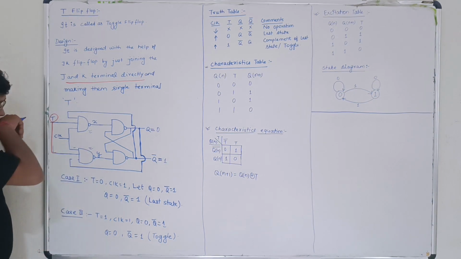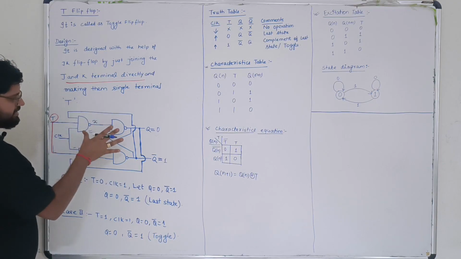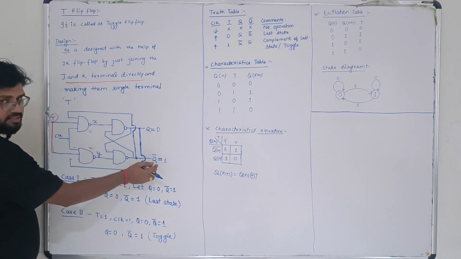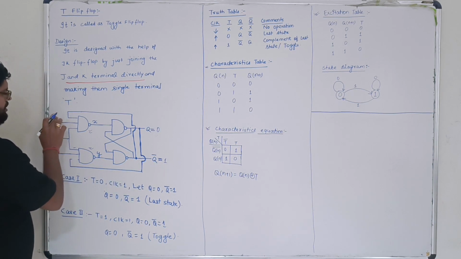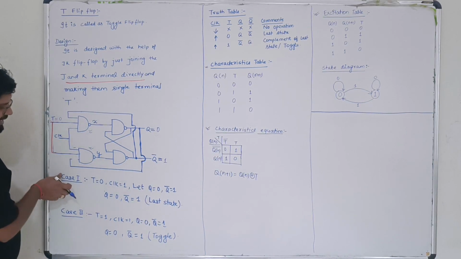Now initially we have considered that the output, or you can say the data that is stored, is nothing but 0. So if this is 0, definitely this is going to be 1. Now coming to T. If we are having only one input, there are two possibilities. T can be either equal to 0 or equal to 1. Depending on that, we are deciding the two cases.